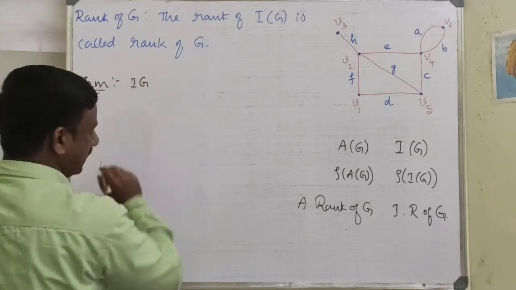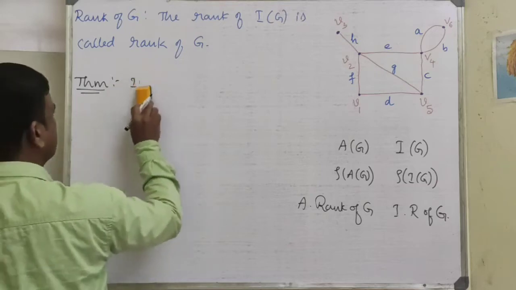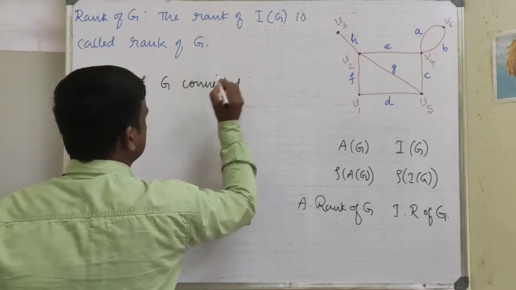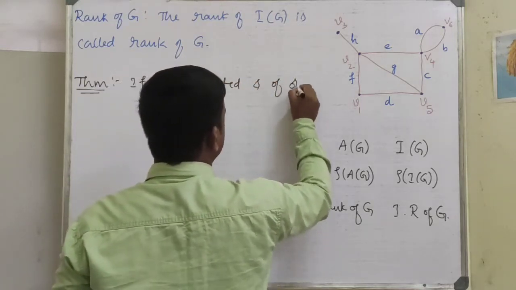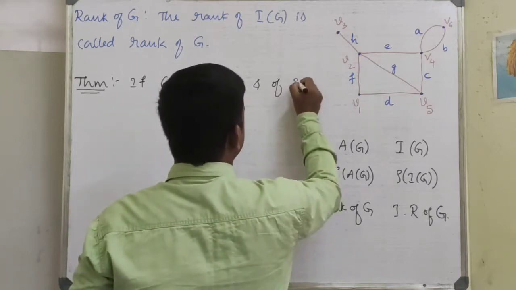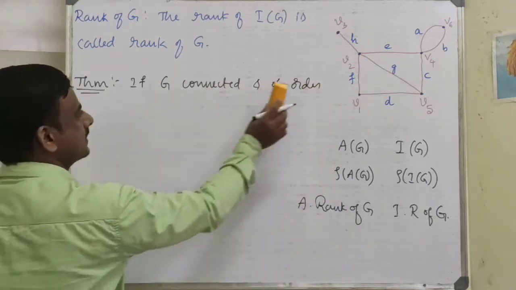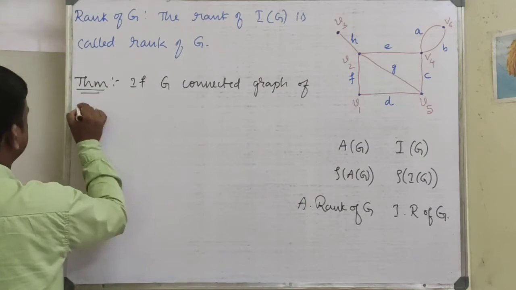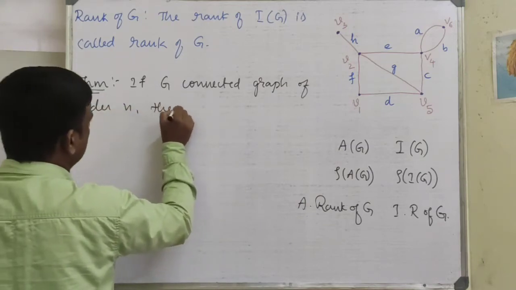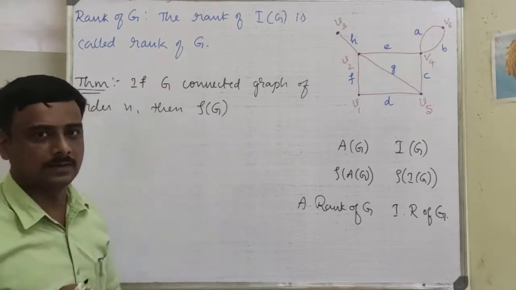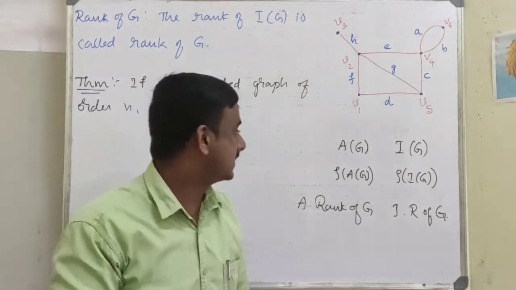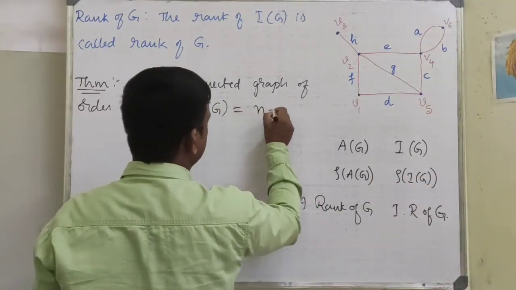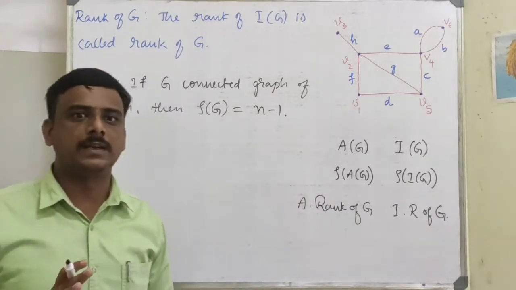If G is a connected graph of order n, then rank of G, simply we will write rank of G, not necessary to write rank of I of G, will be n minus 1. So if G is a connected graph, then its rank will be n minus 1.